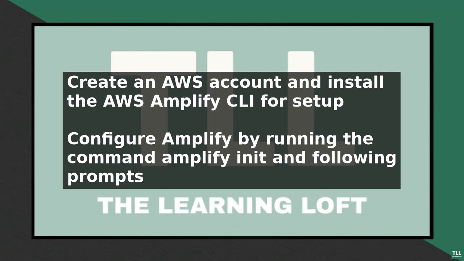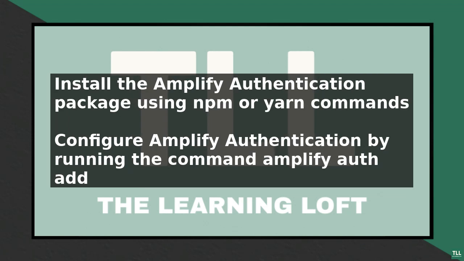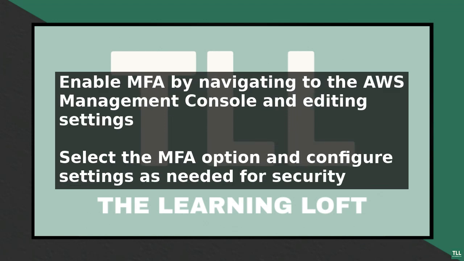Then, configure Amplify authentication by running the command amplify auth add and selecting the authentication service you want to use. To enable MFA, navigate to the AWS Management Console and select the Cognito user pool associated with your Amplify project. Go to the MFA settings page and click on the Edit button. Select the MFA option you want to use, such as SMS or Authenticator app, and configure the settings as needed.